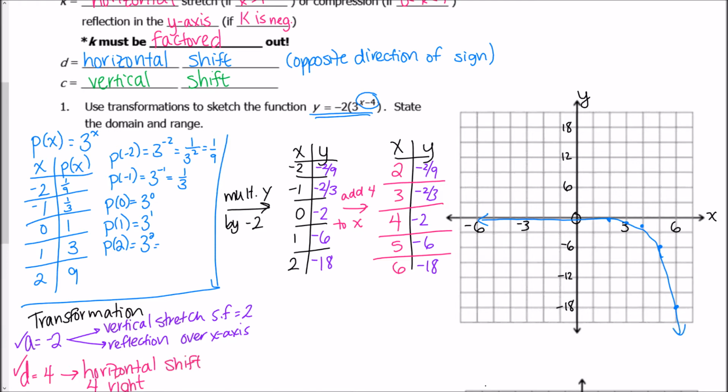Now remember, our parent function will always end up looking like this right here if we have exponential growth, and it's growth if our base is greater than 1. So if you notice, the horizontal asymptote of our original function was just the x-axis, or y equals 0. And here, all that happened was I reflected it over the x-axis. I stretched it out so it got taller, and I moved it to the right 4 units, but I didn't actually shift it up or down. So my horizontal asymptote will end up being in the same spot, okay?